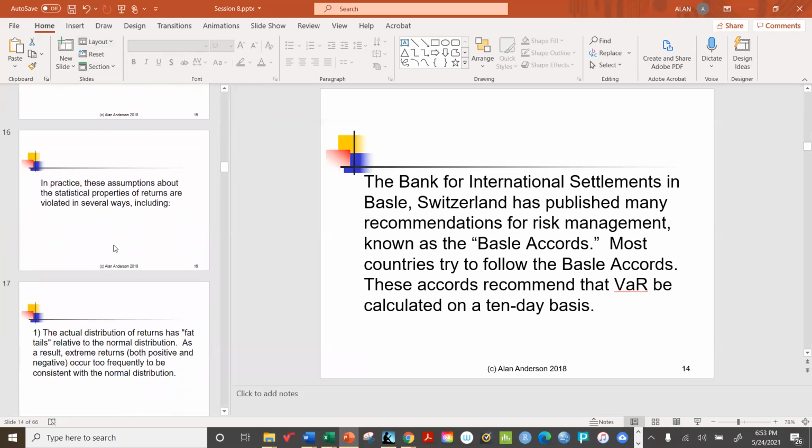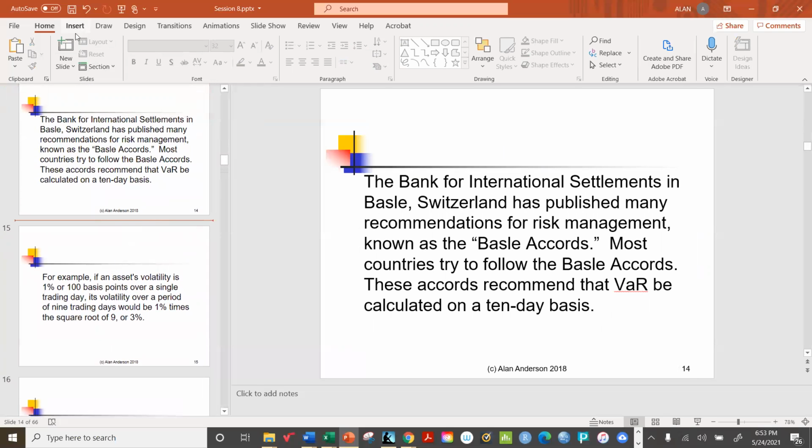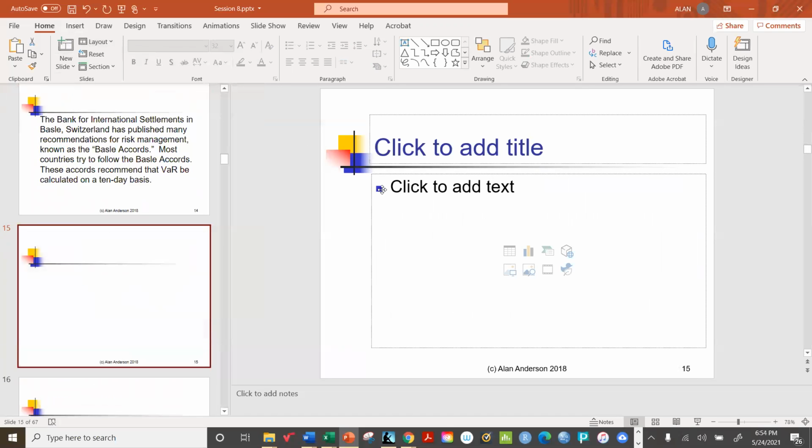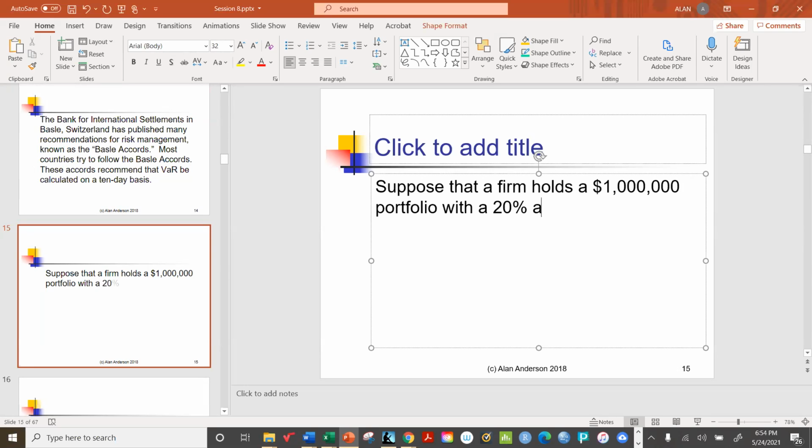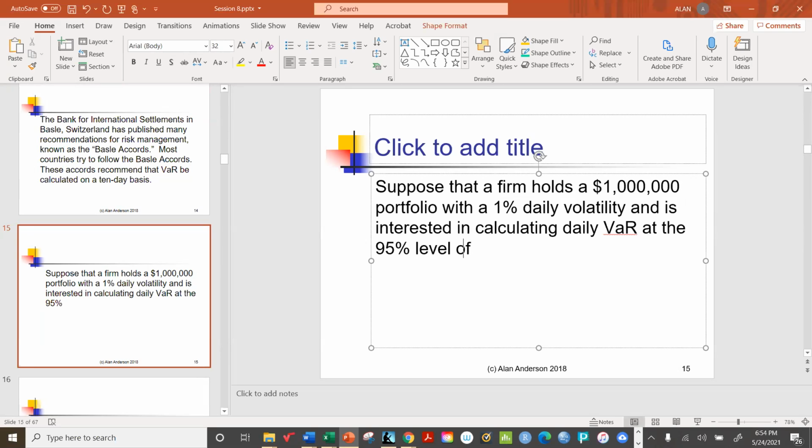So that means then, let's try an example. Suppose that a firm holds a $1 million portfolio with a 20% annual volatility. Well, actually, no, sorry, a 1% daily volatility. And is interested in calculating daily VAR at the 95% level of confidence.